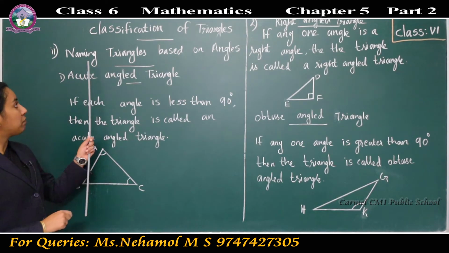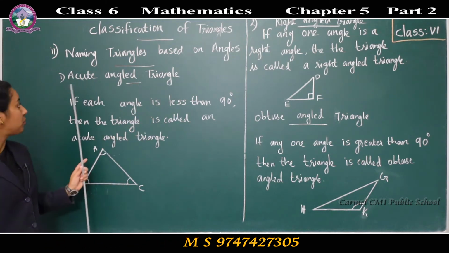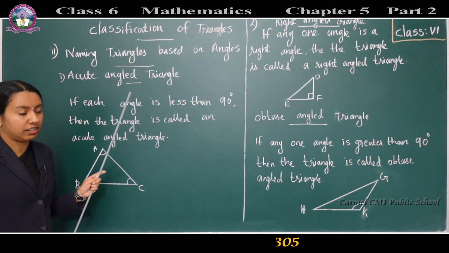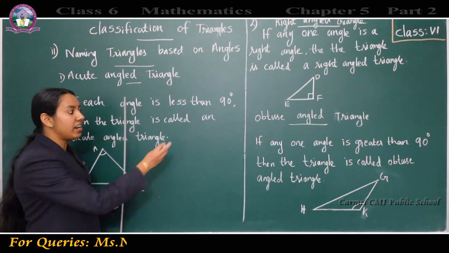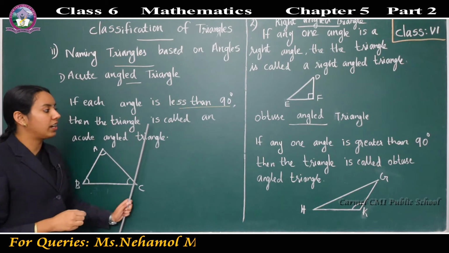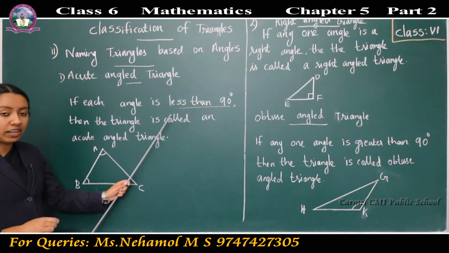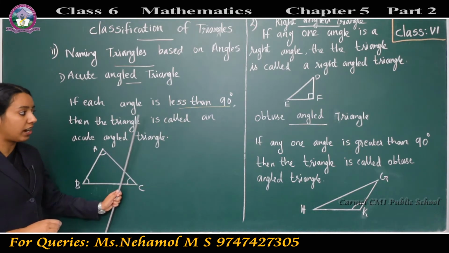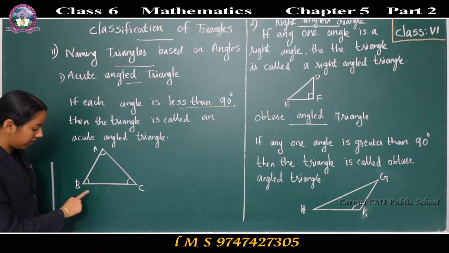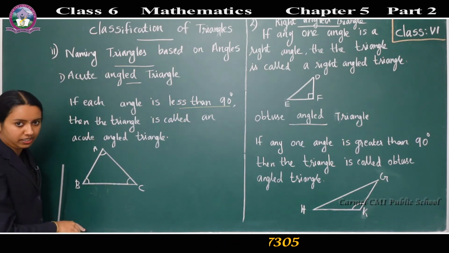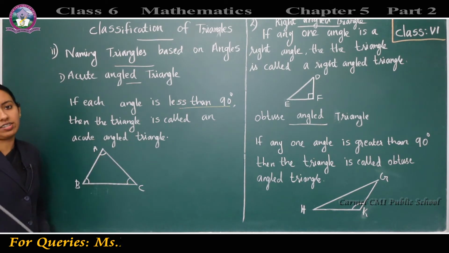Next one, naming triangles based on angles. First one, acute angled triangle. If each angle is less than 90 degree, then the triangle is called an acute angled triangle. One example is given here. Here each angle is less than 90 degree, so it is an acute angled triangle.